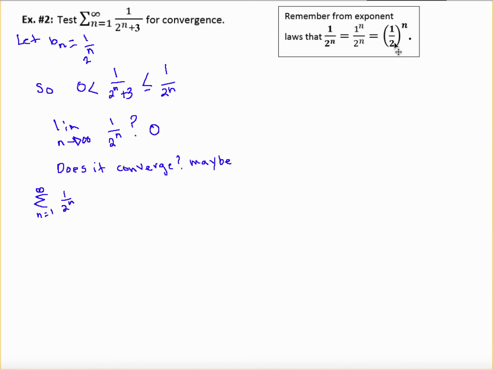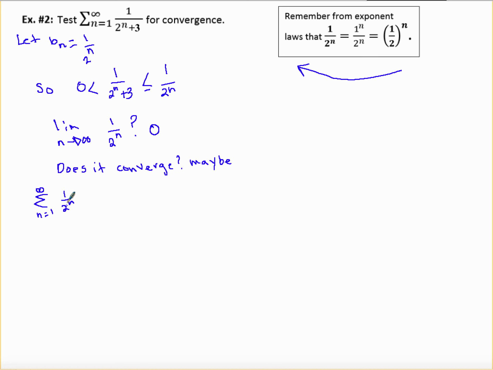There we go. So remember from exponent laws that 1 divided by 2 to the n is equal to 1 to the n divided by 2 to the n, which is the same as 1/2 to the n power. I actually think it's easier to see this backwards. If we've got 1/2 to the n power, then we can raise the numerator to the nth power and the denominator to the nth power. 1 to whatever power is 1, no matter what.